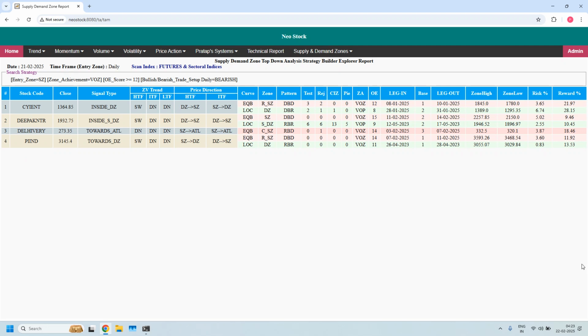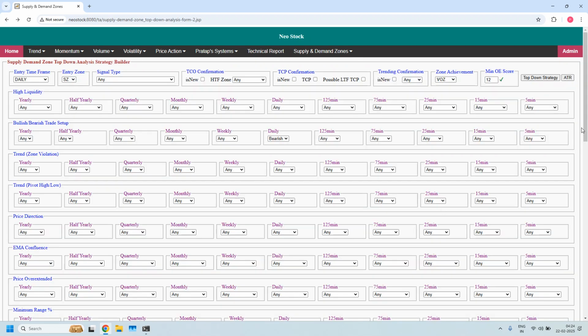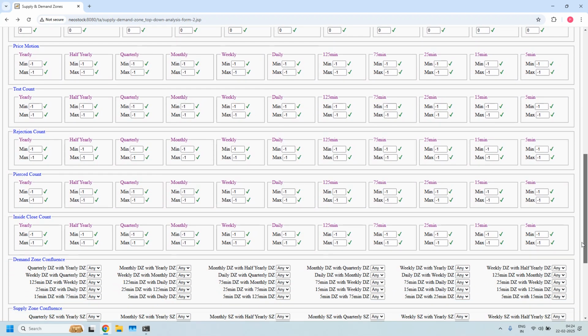And these 4 stocks are currently supporting bearish trade setup for monthly income trade. And entry time frame zones are daily supply zones. All these stocks have daily supply zones. Out of these 4 daily supply zones, we can further filter based on zone confluence to find high probability setup zones. So first one, LTF ITF supply zone confluence.